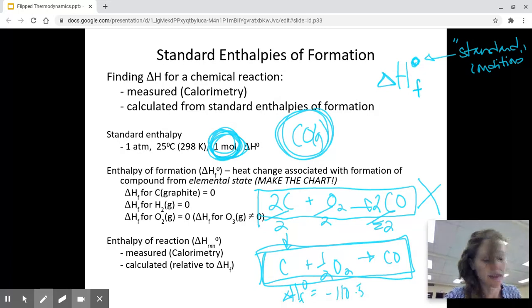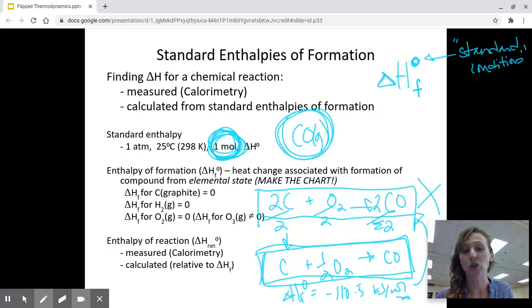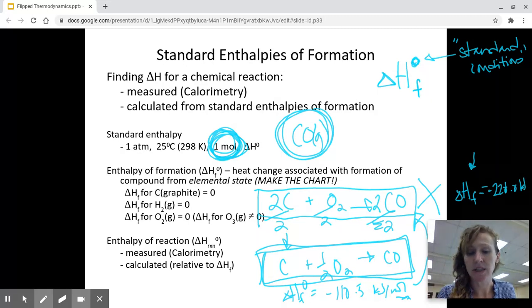110.5, and that's in kilojoules per mole. Notice it's per mole. So again, if I was going to double it to 2 moles, I would have to multiply that by 2, right? So you can find the delta HF of this formation reaction. Notice it's not a standard delta HF, and it would be double, so negative 221.0 kilojoules. So I've multiplied by 2 moles, and that gets rid of my denominator of the mole in the unit.